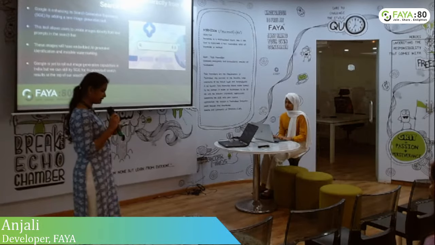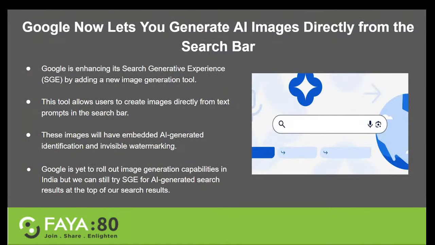A new exciting feature emerged, the ability to generate AI images right from the search bar. Google is enhancing its search generative experience by adding a new image generation tool. This tool allows users to create images directly from text prompts in the search bar. Google is yet to roll out image generation capabilities in India, but we can still try it by using VPN. Here is a demo video.